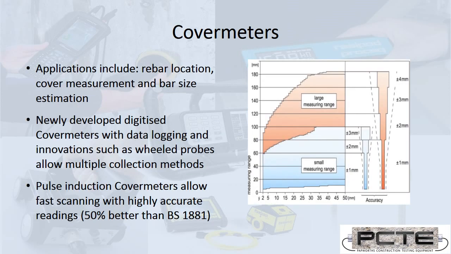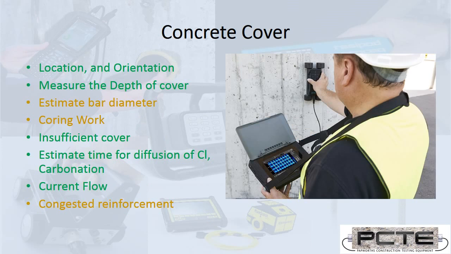The precision defined for pulse induction cover meters is very good these days. You can easily achieve the 1 millimeter uncertainty at 25 mils, provided they're used correctly, taking into account the orientation of the bars, and they're set up with the right bar diameters. So, how's the cover meter going to perform according to the standard?